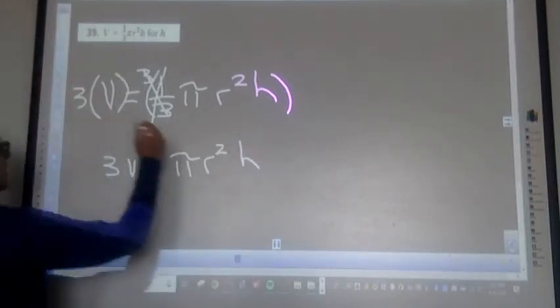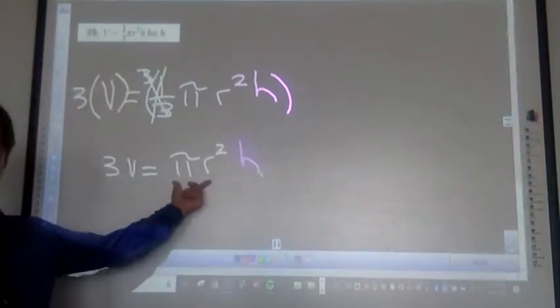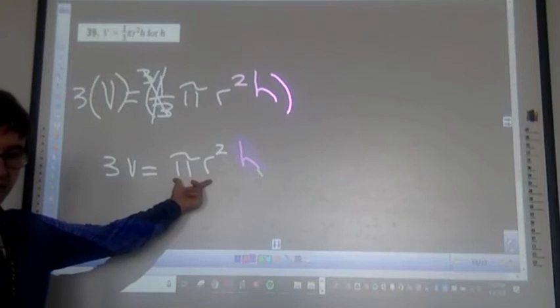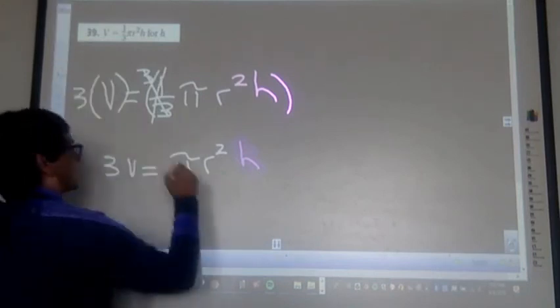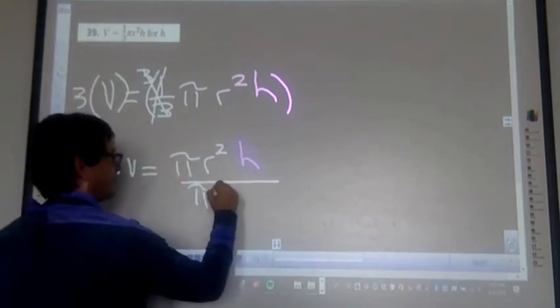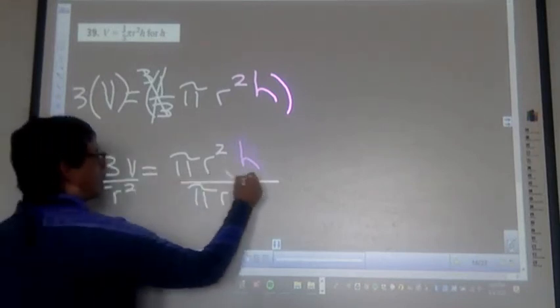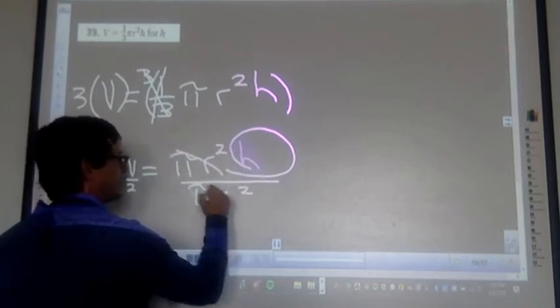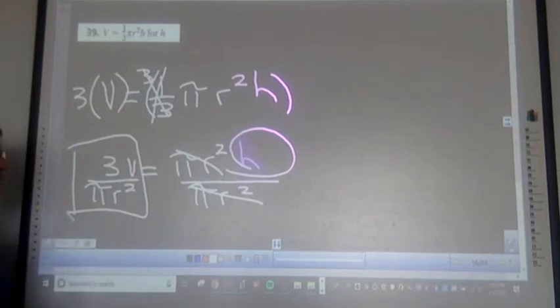Okay, and if I want to solve for this h right here, I can get rid of both the pi and the r squared. And I get rid of both the pi and the r squared by just dividing both of them out. Right, so now we have the h by itself. The pi r squared cancels. So that's my answer right there.